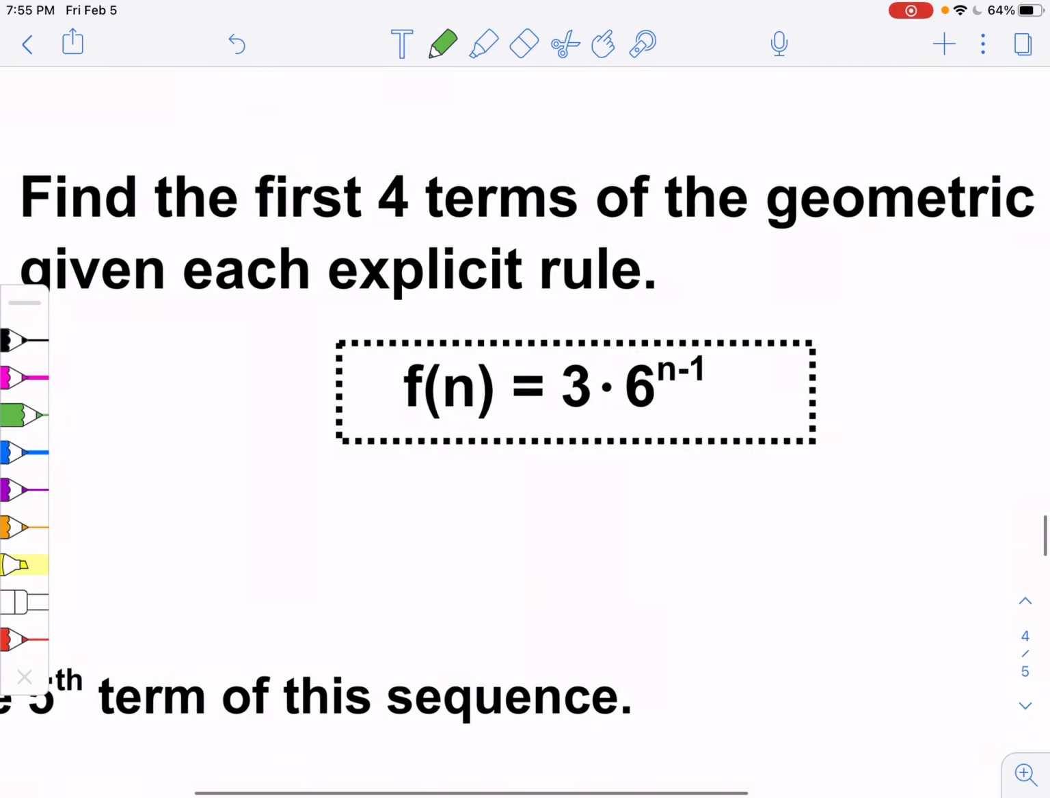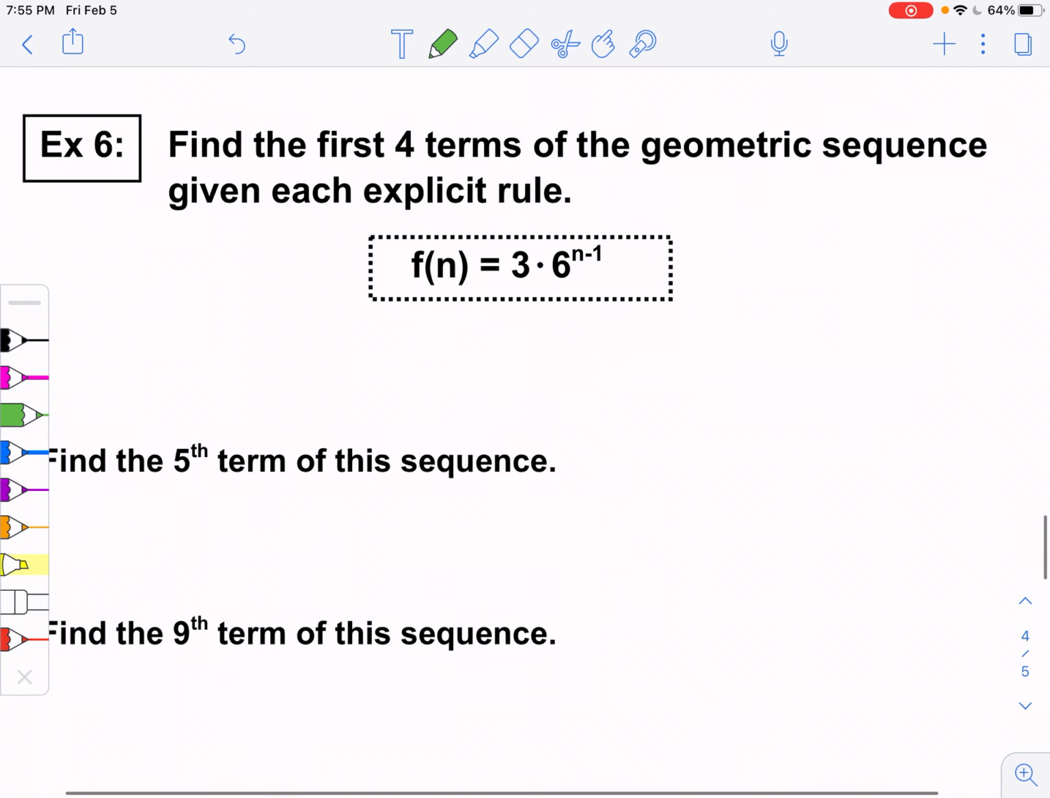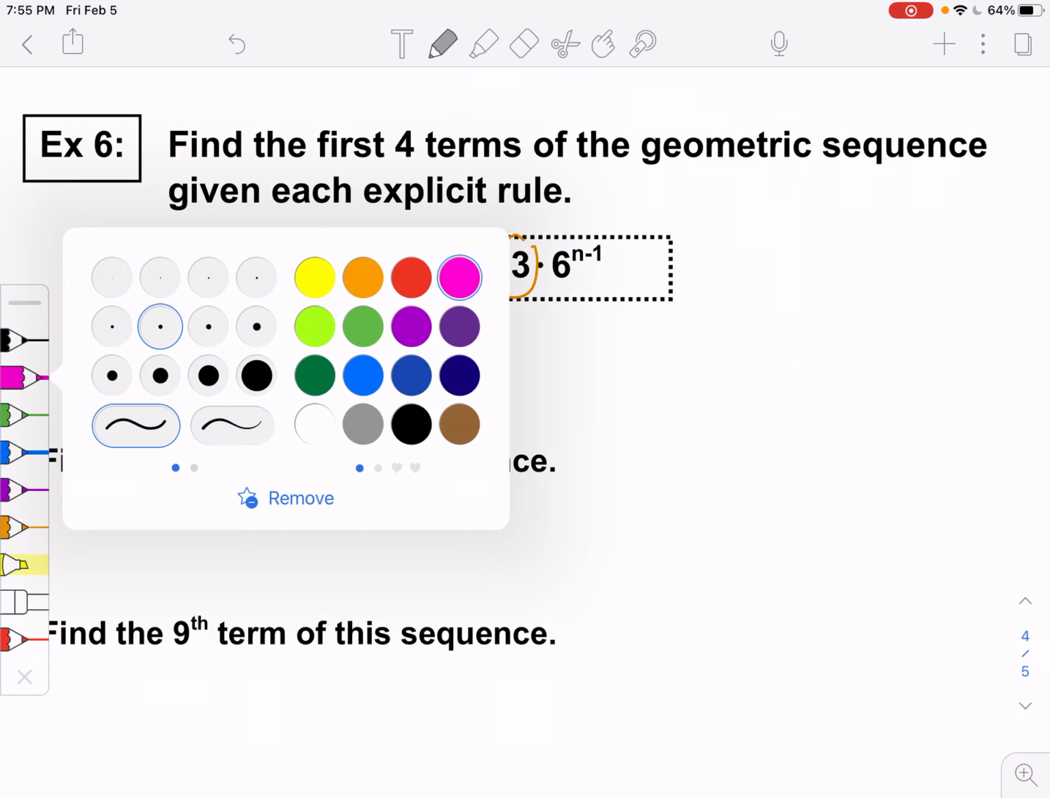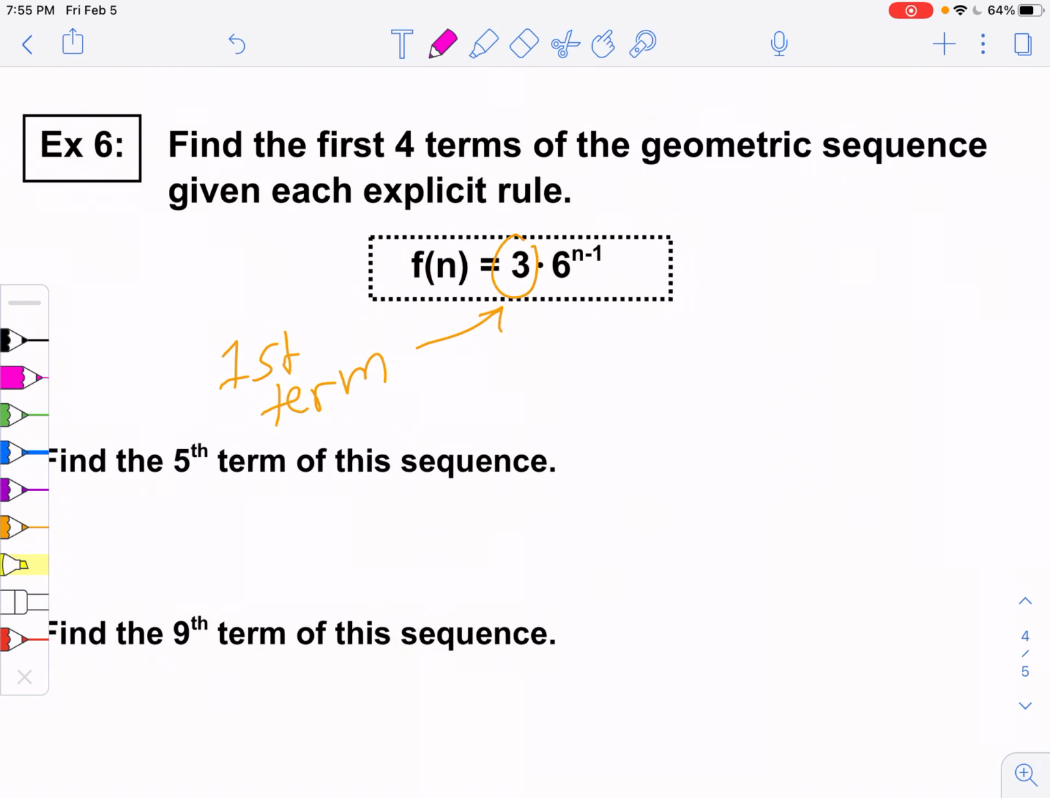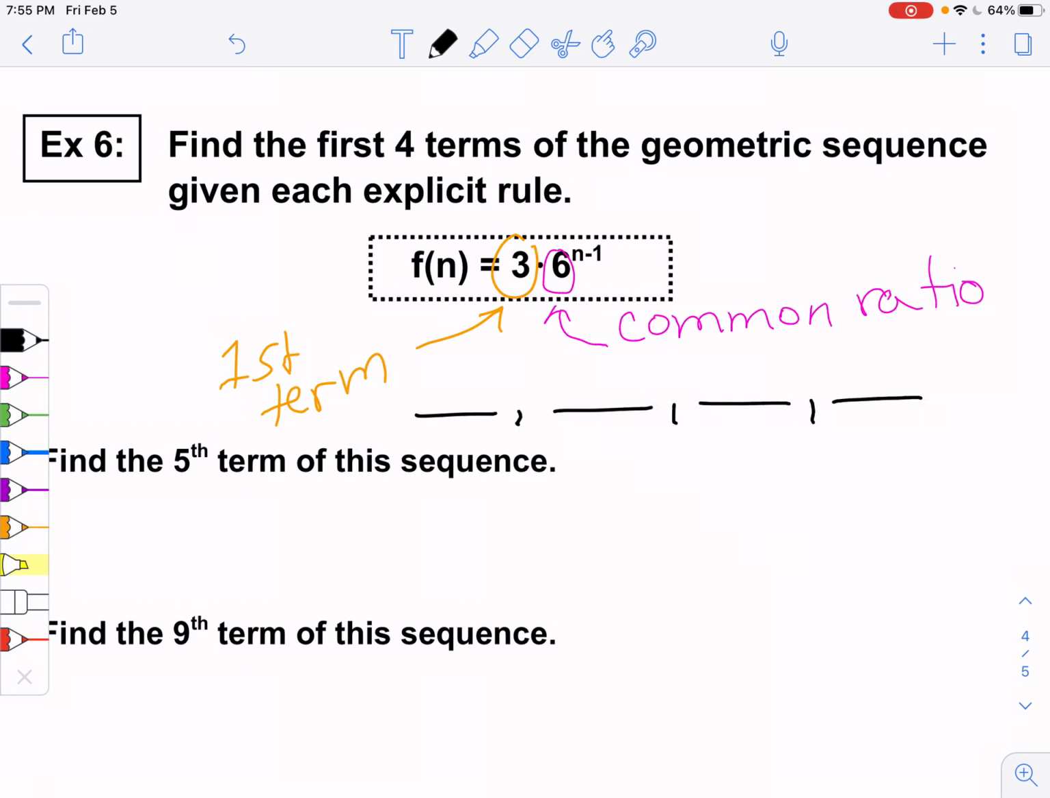Let's go ahead and find the first terms of the geometric sequence given this rule. So just by looking at this, I know that 3 is the first term. Notice the common ratio isn't in parentheses, but it very well could be. This 6 is our common ratio. So if I want to list the first 4 terms, I know that I'm going to start with 3, and I need to multiply by 6. 3 times 6 is 18, times 6 is 108, and times 6 is 648.